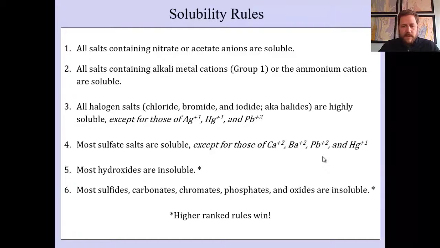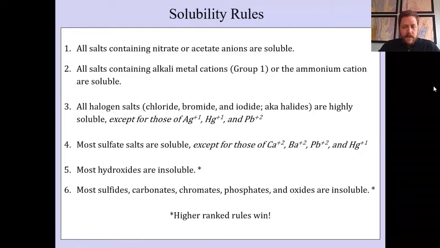This is also going to be posted in Classroom, and the way these rules should be used is to read through them in order to determine whether the compound you're considering is soluble or insoluble. The top rule says all salts containing nitrate or acetate anions are soluble. If you have a salt with one of those two anions present, then read no further, it's a soluble compound. The second rule says any salt containing an alkali metal cation, that's a group 1 cation like sodium or lithium and so on, or the ammonium cation, those are soluble compounds, no exceptions.